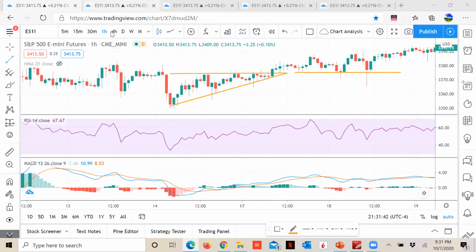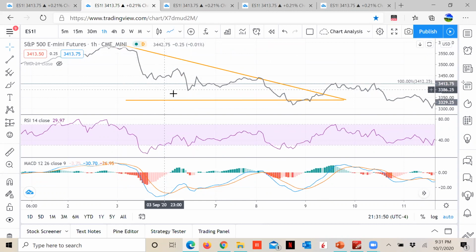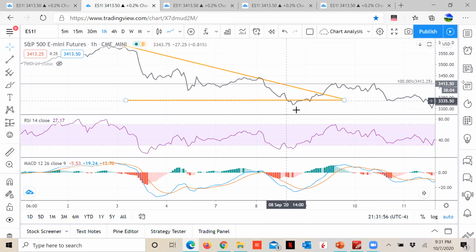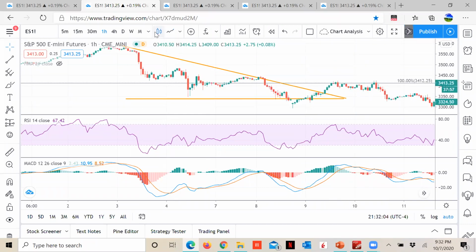And the second triangle is a descending one. Again, if you go to the line chart, it just shows how it's moving. It doesn't really break down a lot. It just breaks down and then just kind of moves. So the top trend line is basically a diagonal line connecting the highs here and the horizontal line connecting the lows. Before it converges, it breaks down.